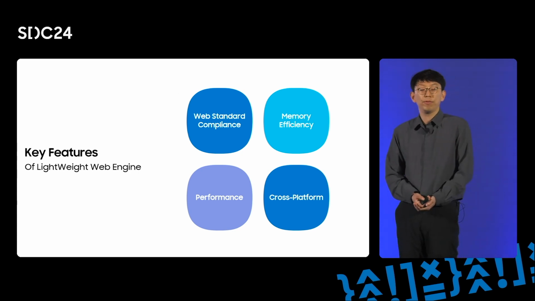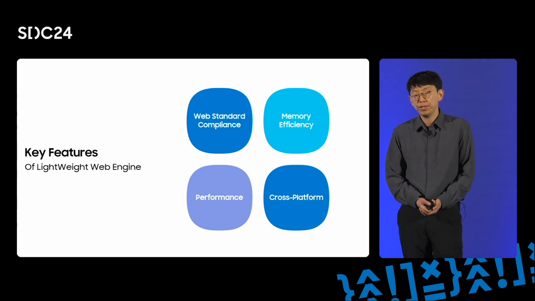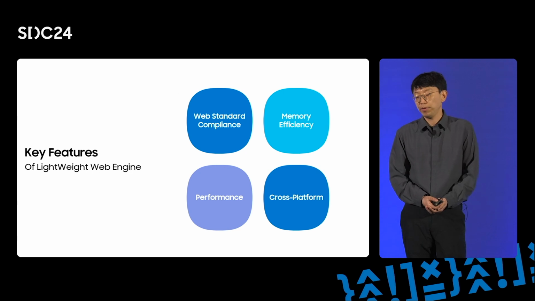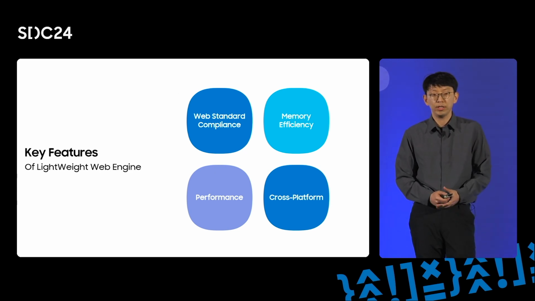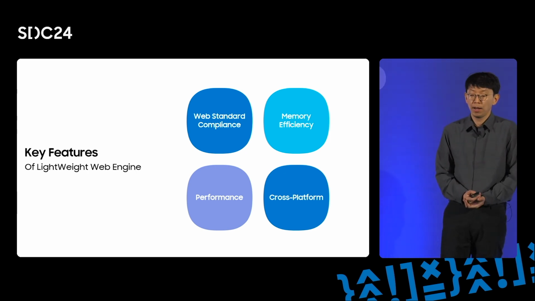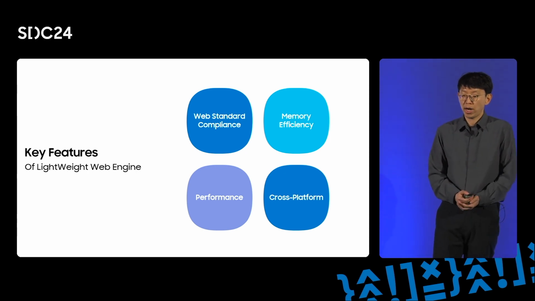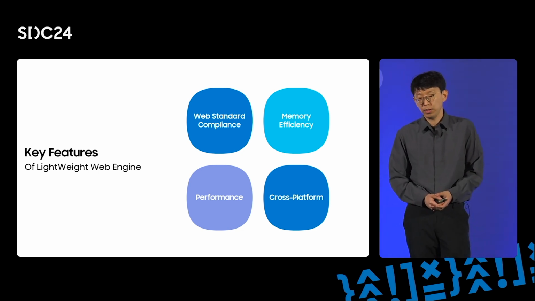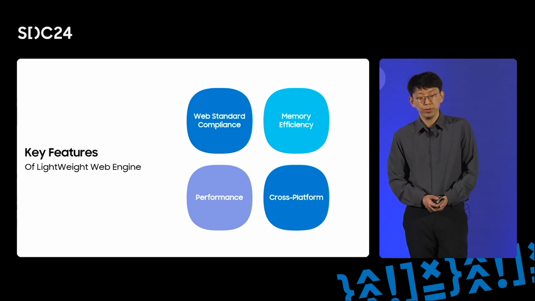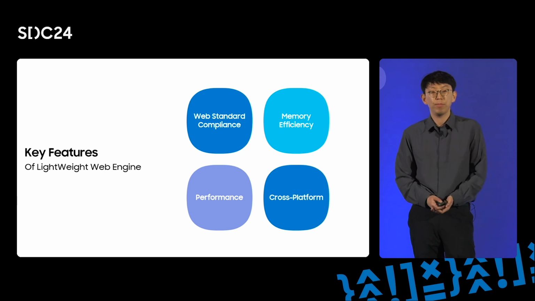The third one is performance. While memory efficiency is a priority, performance cannot be overlooked. It's essential that we maintain a good balance between saving memory and delivering a good, smooth user experience. And lastly, cross-platform. Our goal is to support a wide range of hardware and platforms so that our web engines can ultimately be used beyond Tizen. Now I will introduce each web engine one by one.